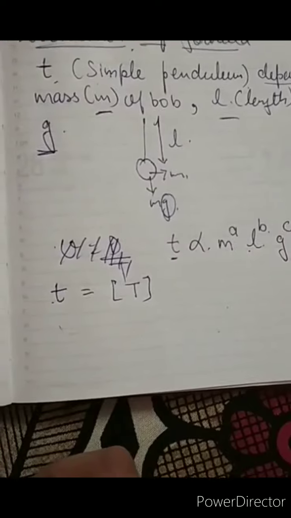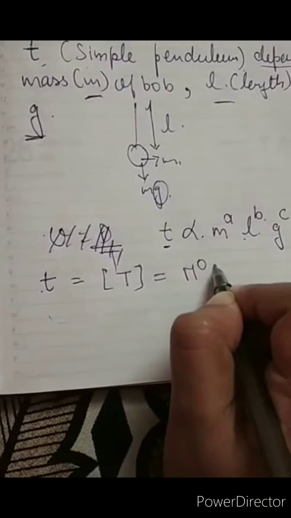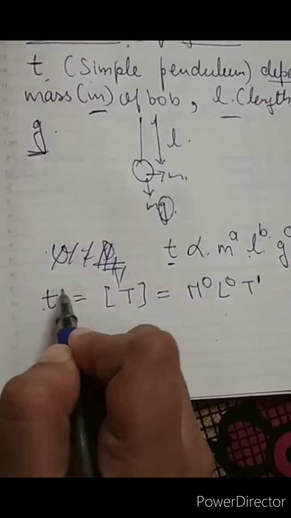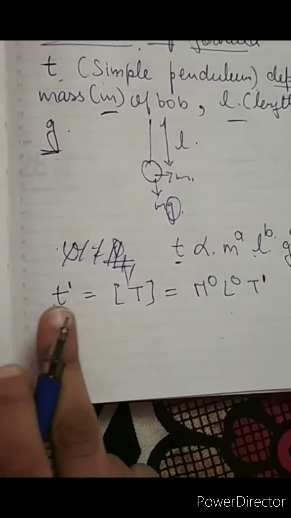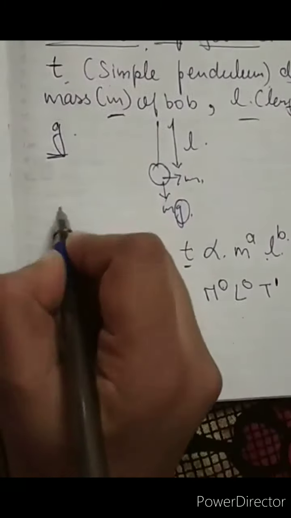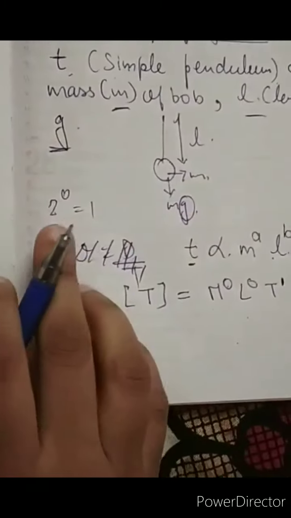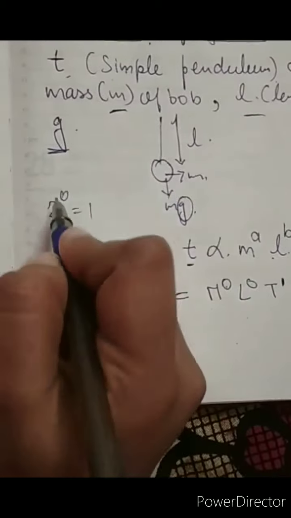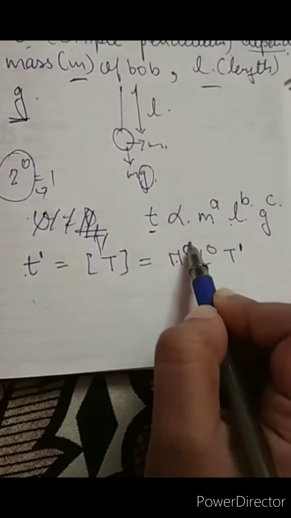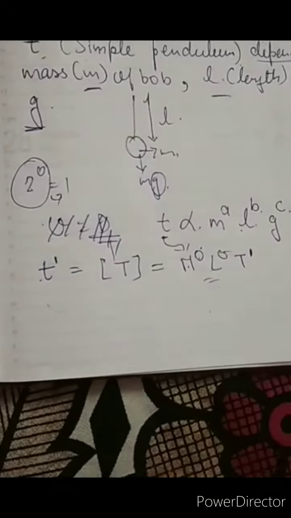T is equal to capital T. Now, in the form of MLT, can I write T as M to the power 0, L to the power 0, and T to the power 1? Getting my point? Look, this is T to the power 1, so it only depends on time. M to the power 0 means 1, just as 2 to the power 0 gives you 1. Whatever expression is here, if it is to the power 0, it gives you 1. So M to the power 0 is 1, L to the power 0 is 1, and only we have T. So we can write this T in MLT form.